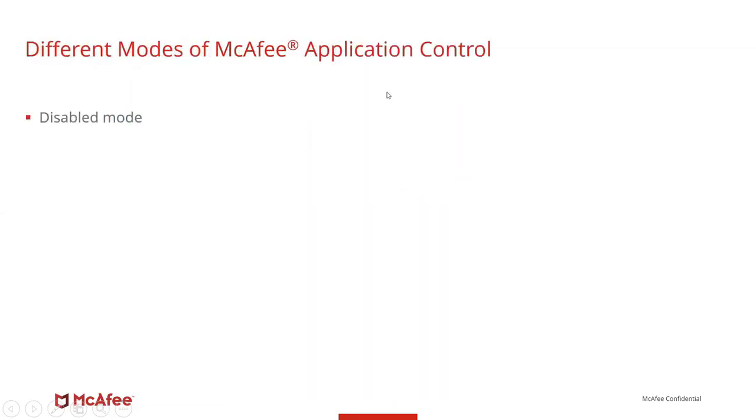So the next thing that we talk about is the different modes of application control. The first mode is disabled. The second mode is enabled. The third mode is update. Then we have observation mode, and I don't think we cover it on here until later. There's a new mode called inventory mode.